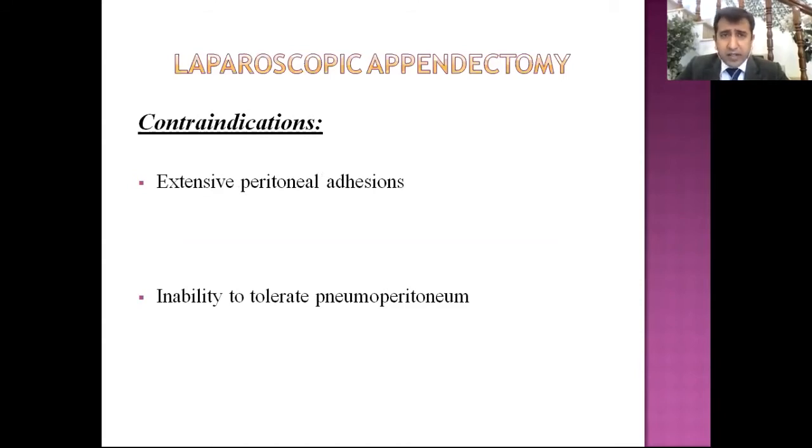When we talk about contraindications, there are no absolute contraindications. It all depends upon the surgeon who is doing the appendectomy. If it's a senior or trained surgeon, there is no absolute contraindication. But generally, for colleagues who are junior or in the learning curve, excessive peritoneal adhesions are a relative contraindication. The second is the inability to tolerate pneumoperitoneum. It's not a contraindication specific to laparoscopic appendectomy, but of laparoscopy overall, like in cardiac patients who have cardiac output less than normal. We should not do laparoscopy in them.